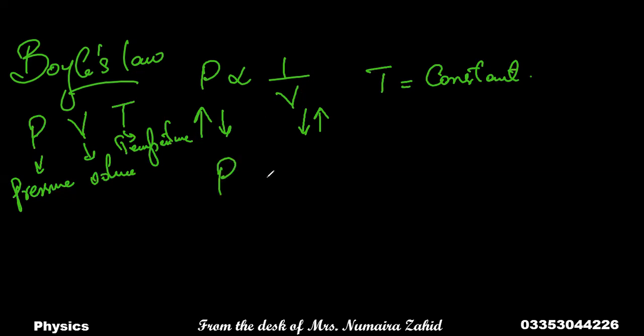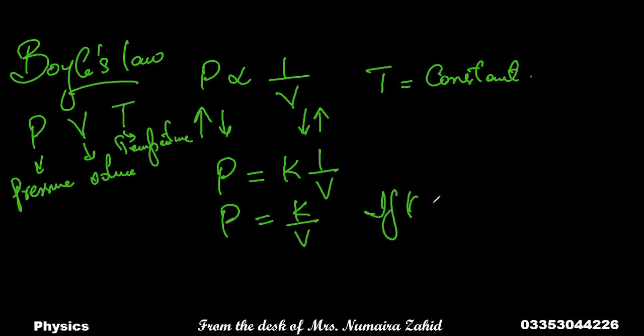Whenever we replace a proportionality with the sign of equality, we put a constant value. So P is equal to K over V. If the constant is 1, then we can write it as PV equals K, which can be equal to 1. So here we can find out that pressure and volume are in inverse relation. Let's find out how we can apply this law. The application of Boyle's law can be understood by this given situation.